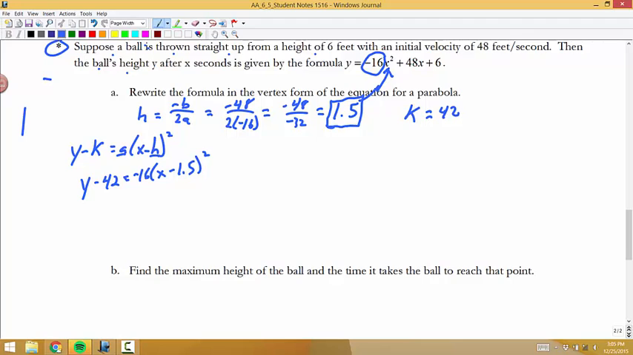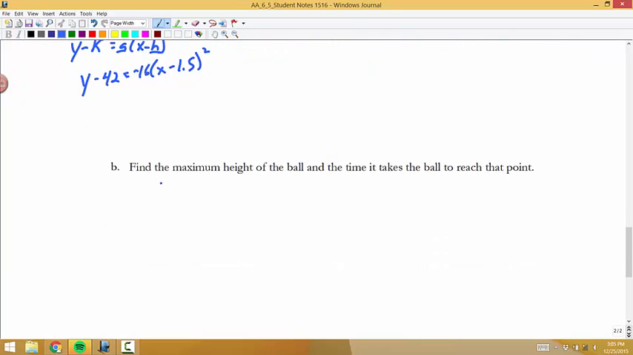So the maximum height the ball reaches, well, let's think about this. If you think about graphing this, I'm just going to do a sketch of that graph. Remember that the negative tells us it's going to open downward. We know the plus 6 is our y-intercept. That c value is always your y-intercept. So the height of the ball when we start is going to be 6 feet off the ground. So this is 6 feet. It's going to go up and then come down.